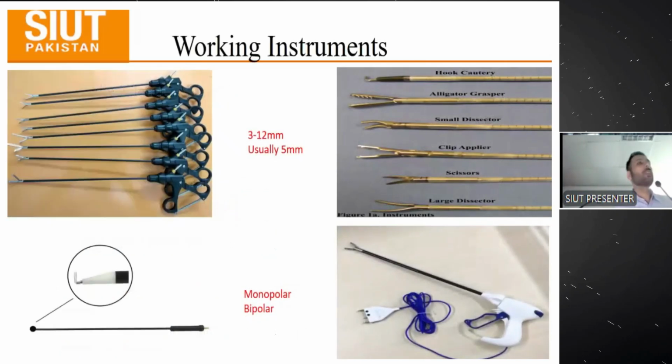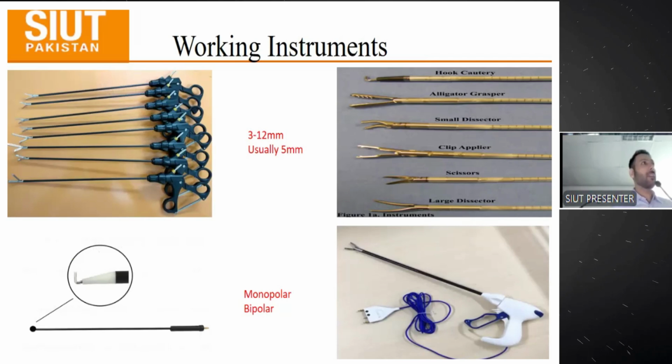Okay, so you need to have some working instruments as well. You see those sticks, the surgeon is standing there in the OR. On the left-hand side, there are a lot of them. Namely, you have the hook, you have the alligator graspers, you have the small dissectors, you have the clip applicators, you have the scissors, and you have a large dissector as well. We also use a monopolar and a bipolar system during the surgery too.